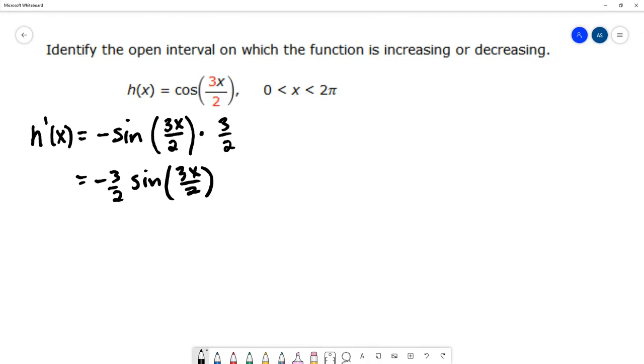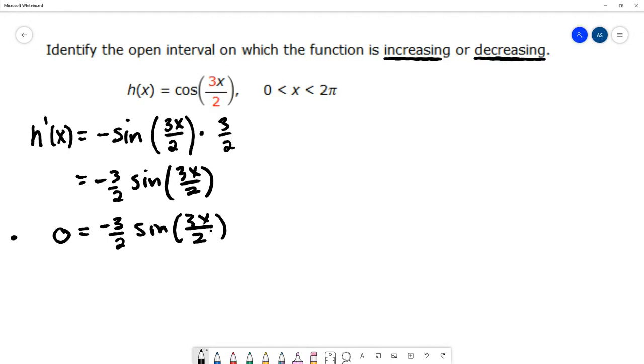So from here, what we want to do is set this derivative equal to 0 and solve. And when we set it equal to 0, we're finding the critical numbers. The critical numbers are going to be the place where it changes from increasing to decreasing, possibly. So to set this derivative equal to 0, we would have 0 equals negative 3 over 2 sine of 3x over 2. I can multiply both sides by the reciprocal of negative 3 over 2.